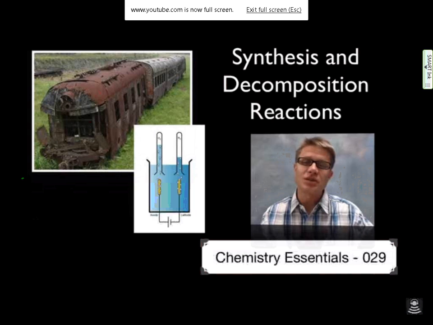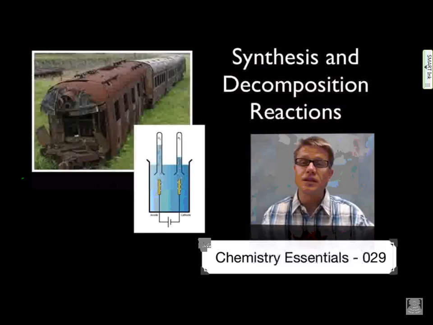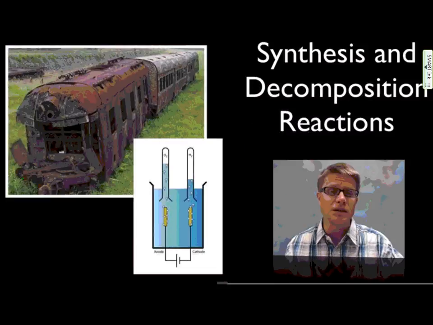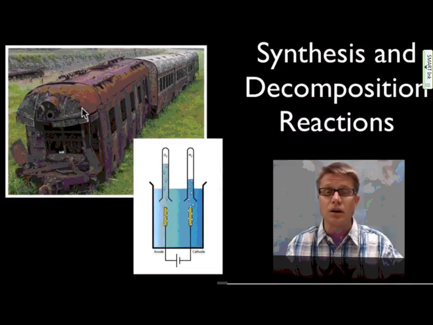Hi, it's Mr. Anderson, and this is Chemistry Essentials Video 29. It's on synthesis and decomposition reactions. If I were to ask you which of the 2 reactions you see on the left is a decomposition reaction, the tendency is to choose the rusting railroad car. The reason why is it looks like it's breaking down. But if you think about it, what is rust? Rust is a combination of iron and oxygen, and so this is actually a synthesis reaction.